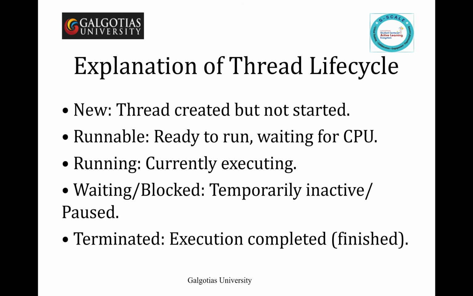New state. The thread is created but not started yet. Runnable state. The thread is ready to run and waiting for CPU time. Running state. The thread is currently executing on the CPU. Waiting or blocked state. The thread is temporarily inactive, maybe waiting for input or a resource. Terminated state. The thread has completed its execution and is finished. Understanding these states is very important for debugging and performance optimization.